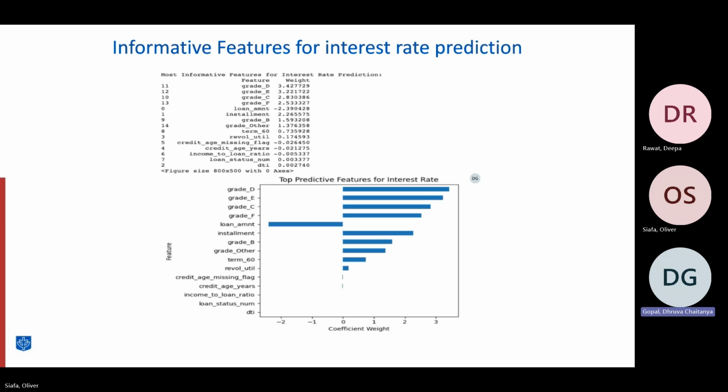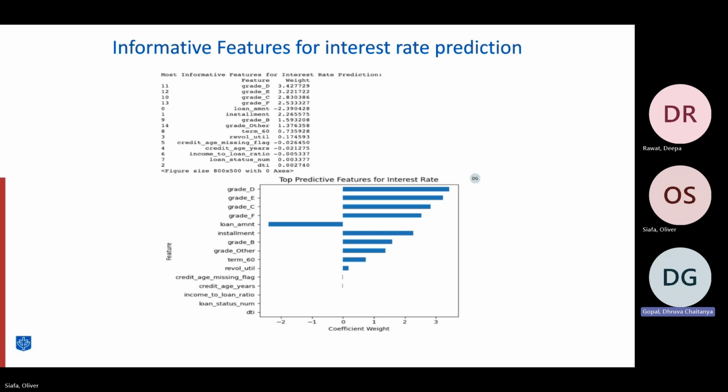Coming to this part, in this chart, we observe the top predictive features based on linear regression coefficients. The strongest positive predictors are grades D, E, and C. Being in grade D increases the predicted interest rate by 3.42, and grade E adds 3.20. On the other hand, loan amount has a negative coefficient of minus 2.6, indicating that higher loan amounts are associated with slightly lower interest rates.